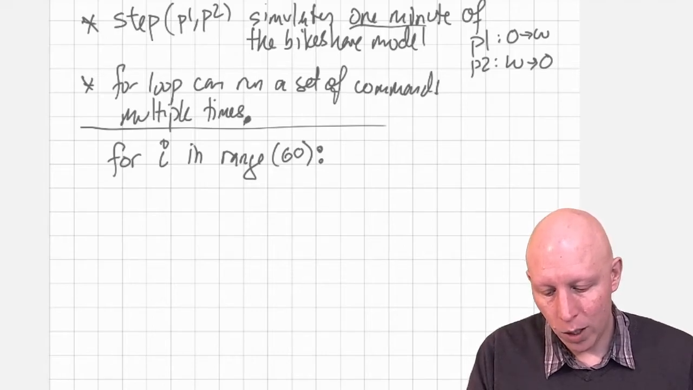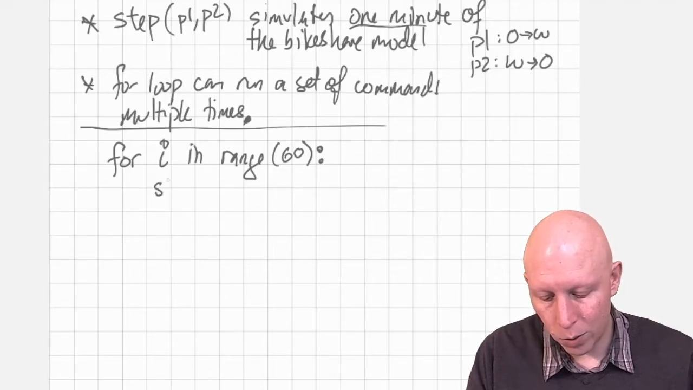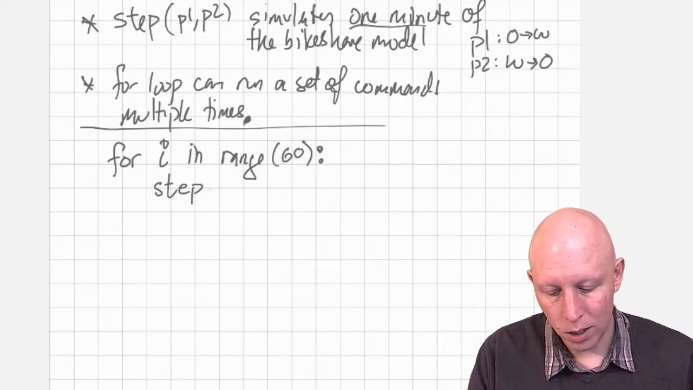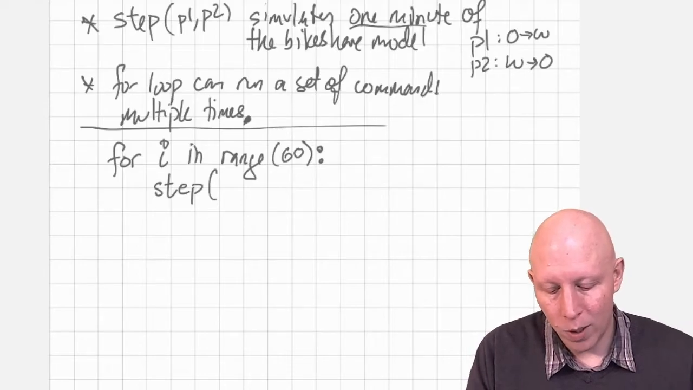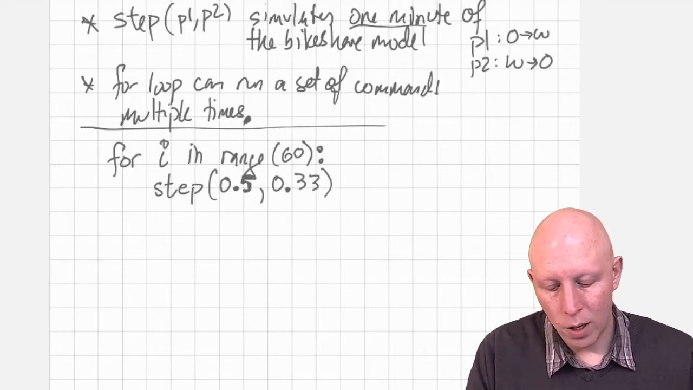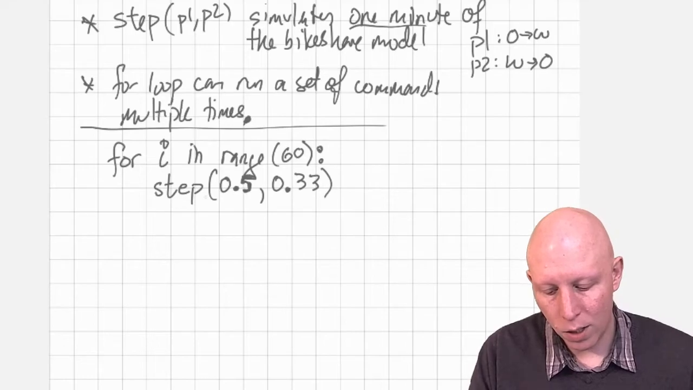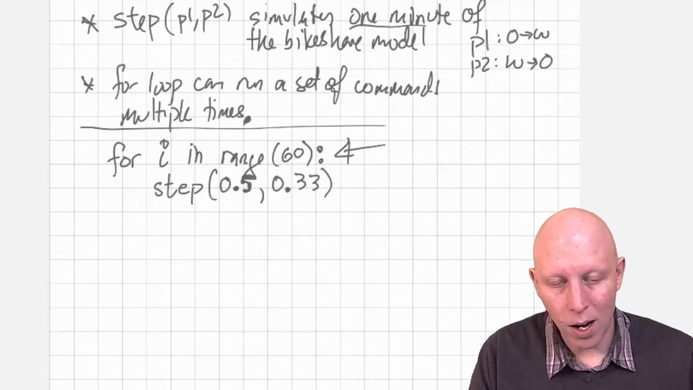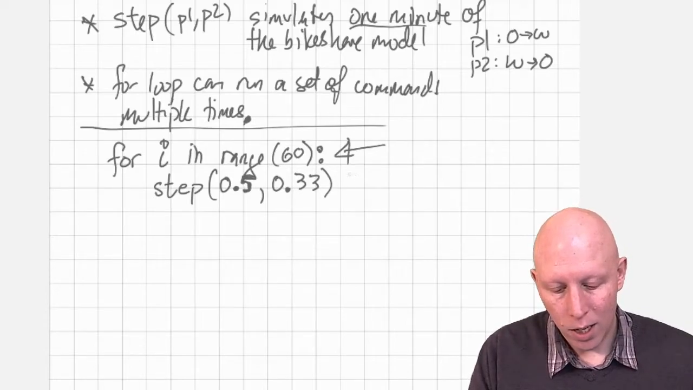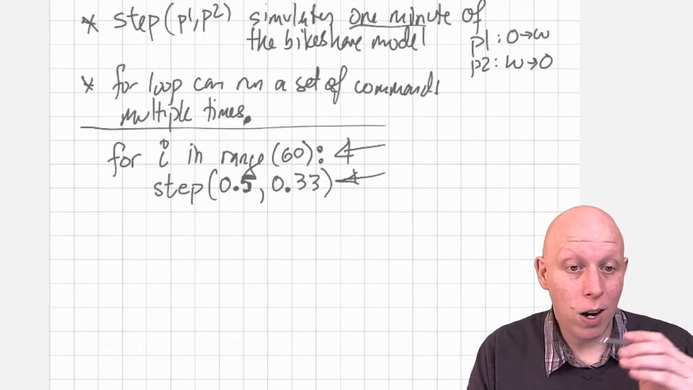And what do we want it to do? Well, we want it to apply this step function, and we'll have it apply it with the correct probabilities. We don't know what the correct probabilities are, but we could just use those probabilities we had earlier, and maybe we'll change those based on what we see. So this code is running for i in range 60. So i goes from 0 to 59, and it does this for every i.